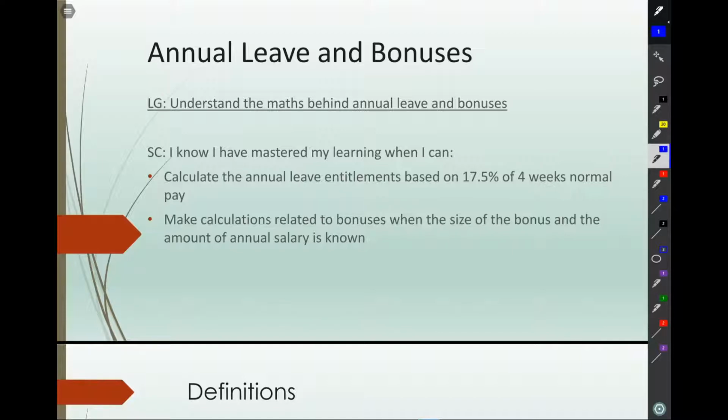And our goal for this lesson is basically to just understand the maths that govern how these things work. We're going to be looking at calculating annual leave entitlements. Currently in Australia, this will pretty much always be 17.5% of 4 weeks normal pay. And we're also going to have to look at calculating some bonuses where the bonus is a percentage of the annual salary.